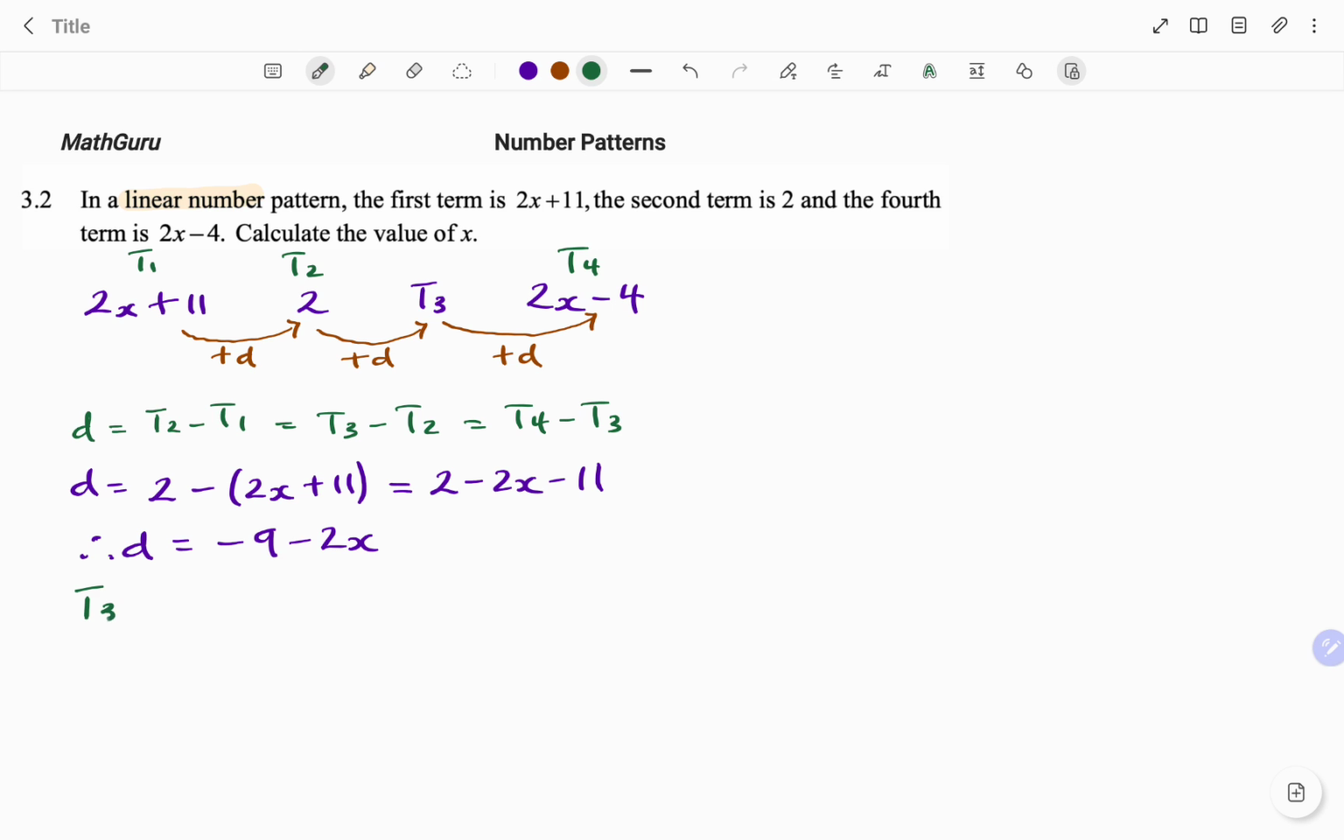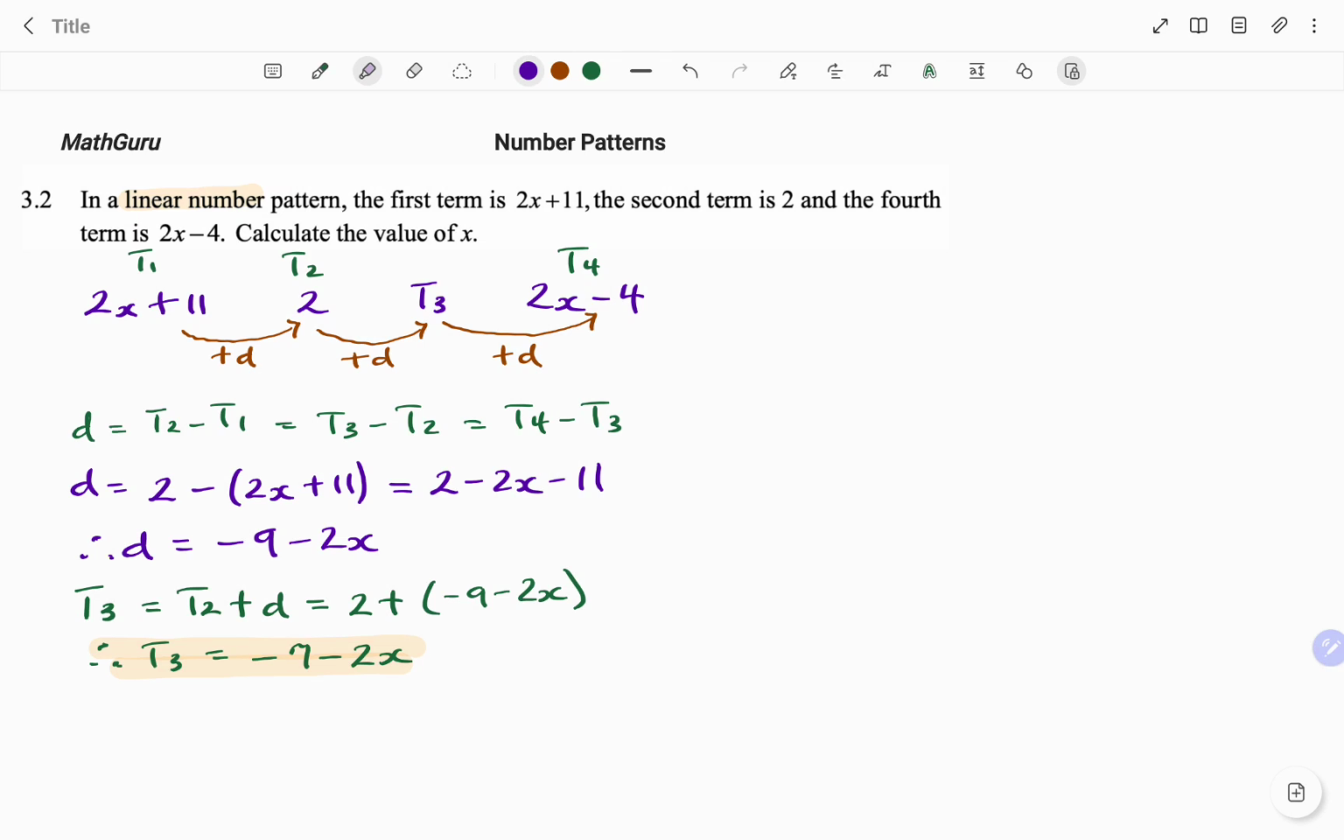The first method is my t3 will be my t2 plus the common difference d. That's equal to, my t2 is 2 plus my common difference, which is negative 9 minus 2x. I'm going to put that in a bracket. I have minus 9 minus 2x. So therefore, from the first method, my t3 will be 2 plus negative 9, that's negative 7 minus 2x. I'm going to keep that as the first value of t3.